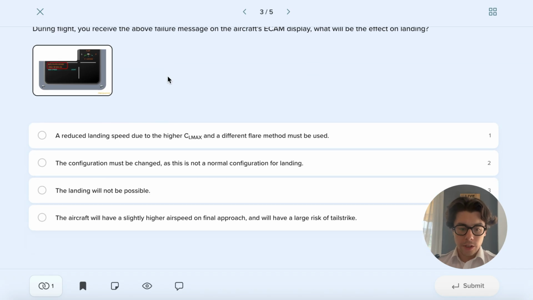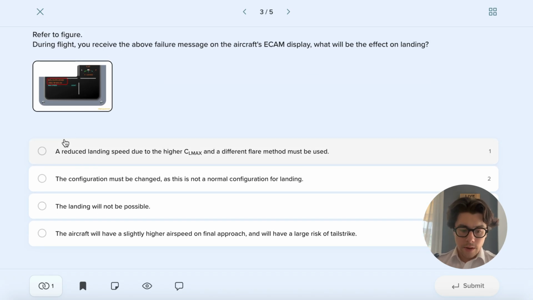In this particular question, let's read the possible answers. Reduced landing speed due to higher CL max, and a different flare method must be used. So the landing speed will be increased because our wing will be generating less lift. The configuration must be changed, as this is not a normal configuration for landing. If we have flaps locked, I would say that this configuration cannot necessarily be changed. And as this is not usual, it might not be a completely abnormal configuration for landing. The landing will not be possible. Well, of course it is.